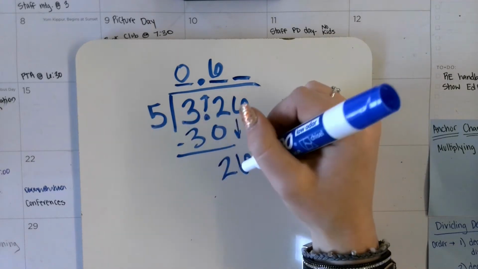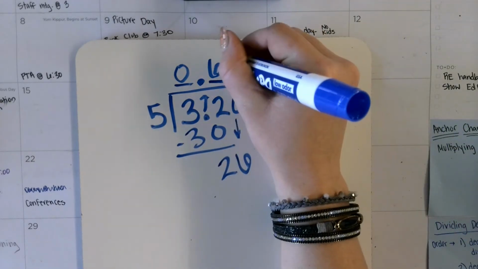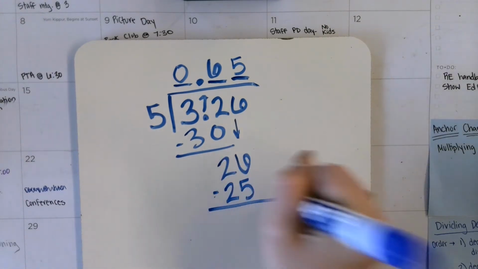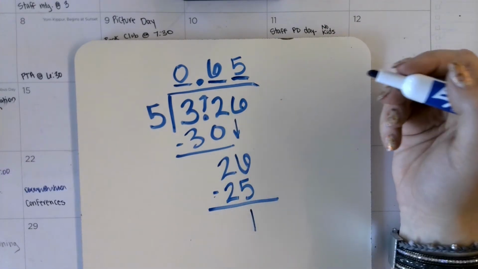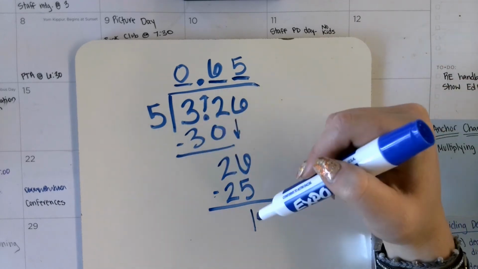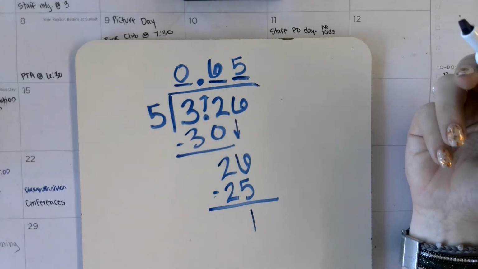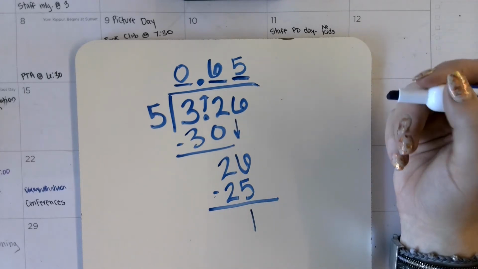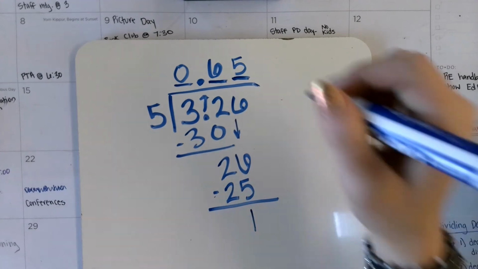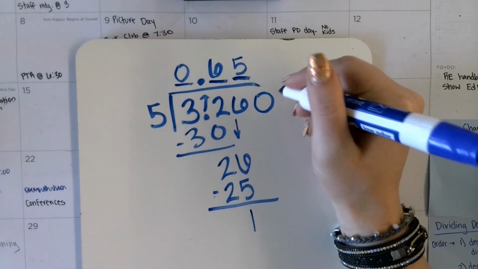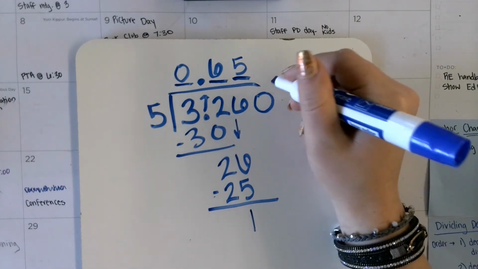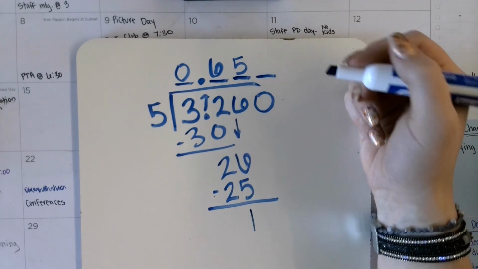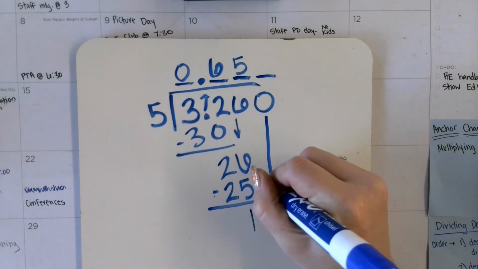5 can go into 26 5 times. 5 times 5 is 25. 26 minus 25 is 1. Now normally, if these were whole numbers, that would be our remainder. But we can't have a remainder when we're doing decimals. So I'm going to add a 0 to my dividend, which is the number that's on the inside, so that I have another digit to bring down. Whenever I add a 0, I also need to add a plate above it, because there's going to be another digit in my quotient, which is the answer. So I'm going to bring down that 0.